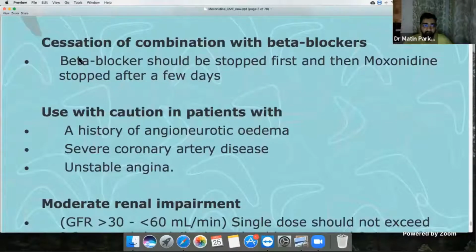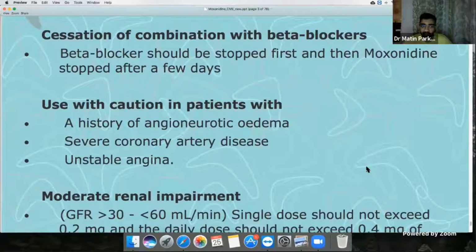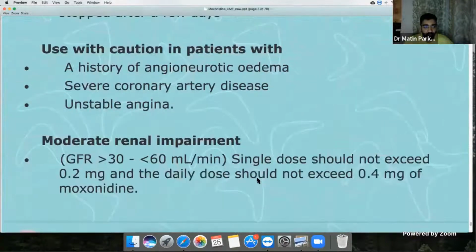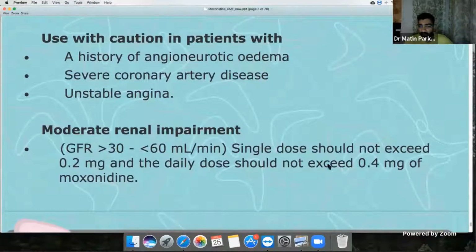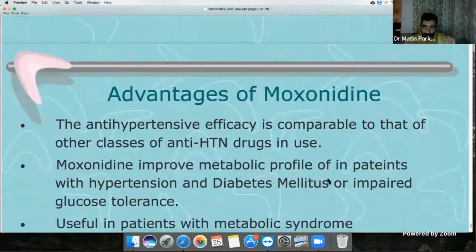Precautions, I already discussed with you. In cessation of combination with a beta blocker, the beta blocker should be stopped first, and then moxonidine can be started after a few days. Use with caution in patients with a history of angioedema. Very important: in severe coronary artery disease, Moxovas should be avoided. In unstable angina patients, Moxovas should be avoided. In moderate renal impairment, patients who are between mild to moderate renal failure should be avoided with moxonidine. So what are the advantages?